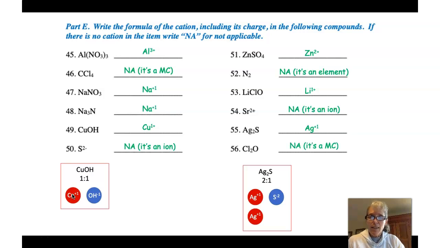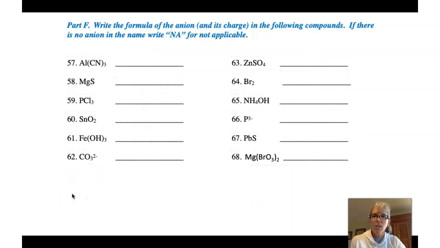All right, so moving on, we're going to do a similar task. This time we're going to write the formula of the anion and its charge in the following ionic compounds. Again, if it's not an ionic compound, just write NA. Okie doke. Pause the video and come on back when you've got your answers completed. Okay, welcome back. Let's see how you did.